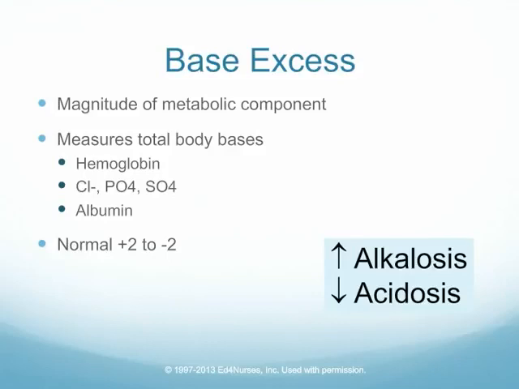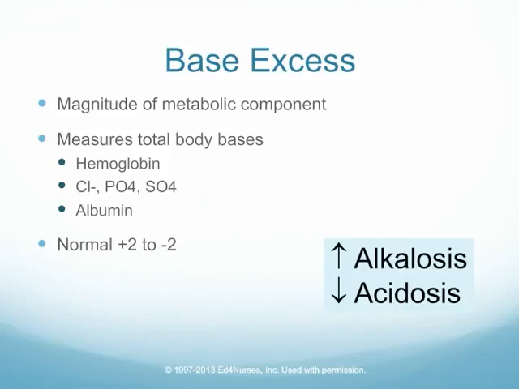What it does is it measures the base excess, measures the total amount of body bases that we have in the body. Okay, so it measures hemoglobin, phosphates, sulfates, chloride, albumin. Those are all buffers in the body that buffer acid. So the base excess monitors and it assesses these. Normal is going to be about +2 to -2. So you notice it's a very tight little range right around 0.